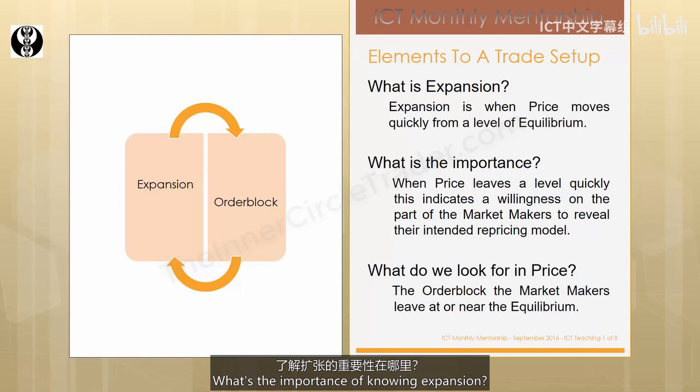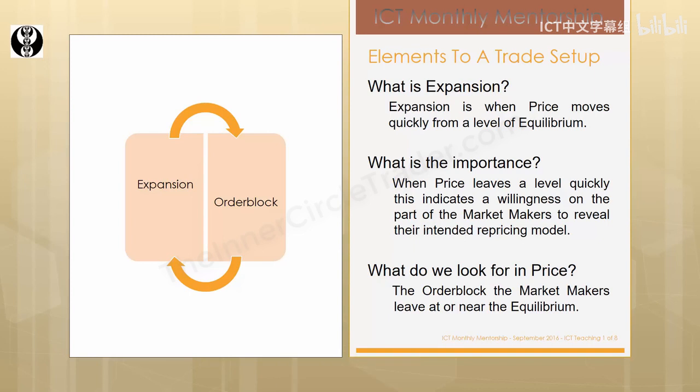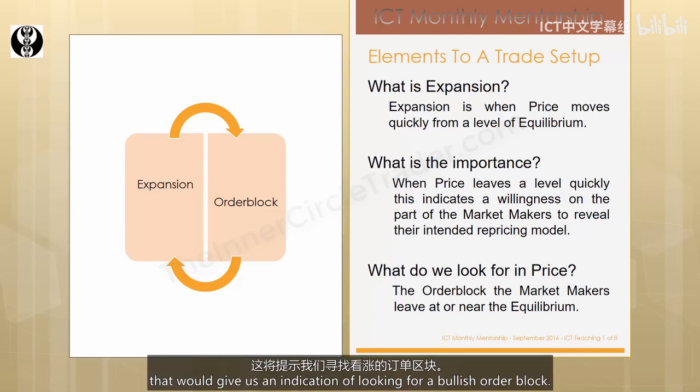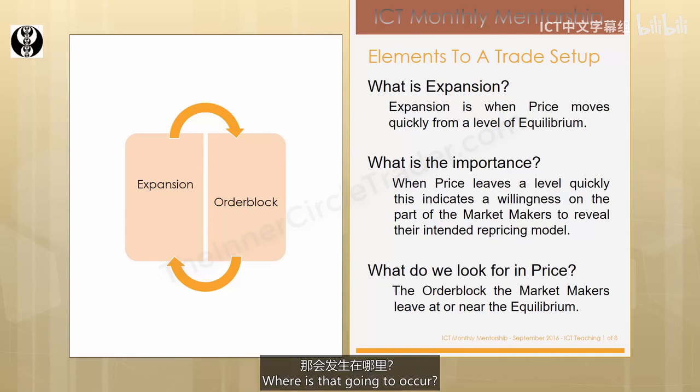Now, what's the importance of knowing expansion? Well, when price leaves a level quickly, this indicates a willingness on the part of the market makers to reveal their intended repricing model. Now, what does that mean? Well, if we're in a consolidation, or a point of equilibrium, if price were to move up quickly, that would give us an indication of looking for a bullish order block. We don't want to chase price. We're going to wait for price to come back down into the order block. Where's that going to occur? Well, what do we look for in price?